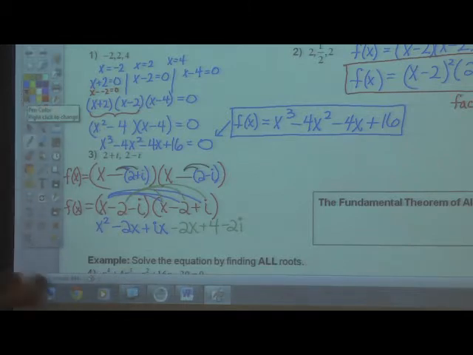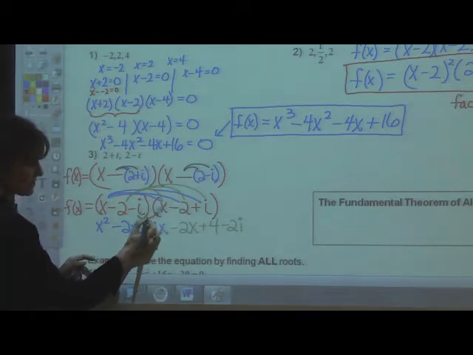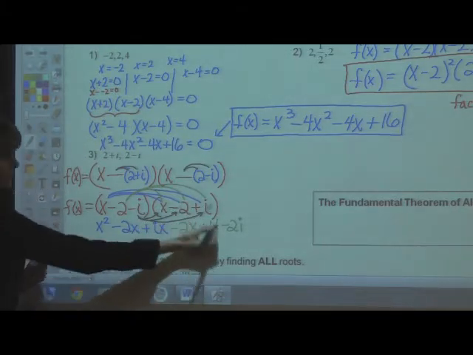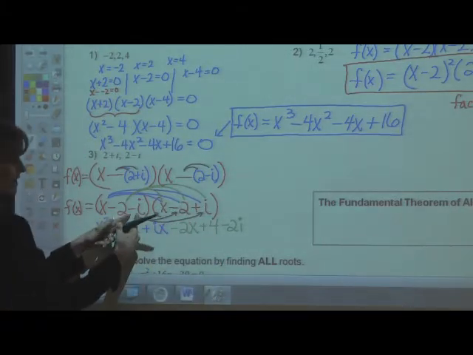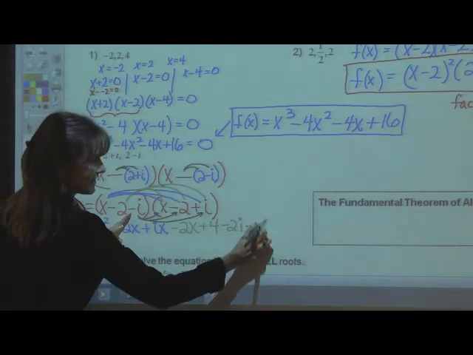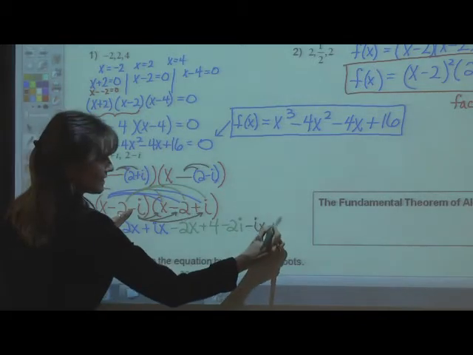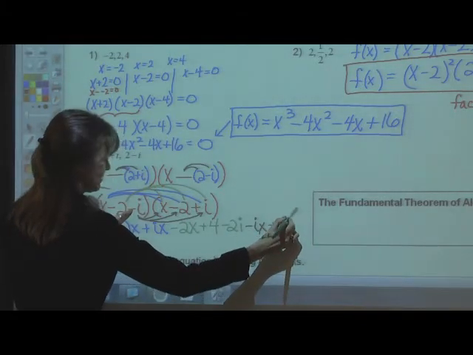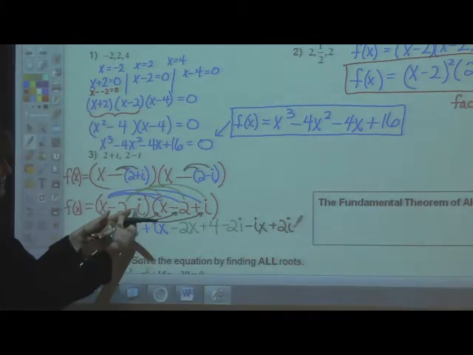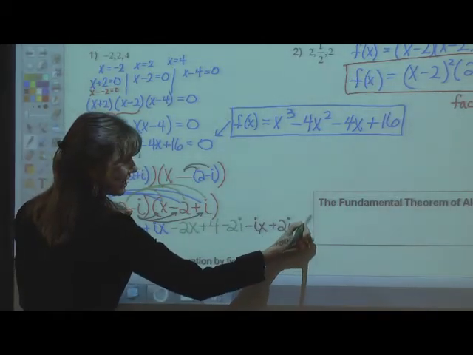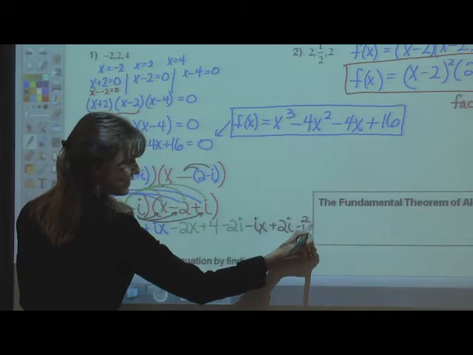And finally, the last term. I'm going to put the arrows underneath. You notice I'm just being real patient and real careful with my answer. A negative times a positive is a negative ix. A negative times a negative is a positive 2i. And a negative times a positive is a negative i squared.